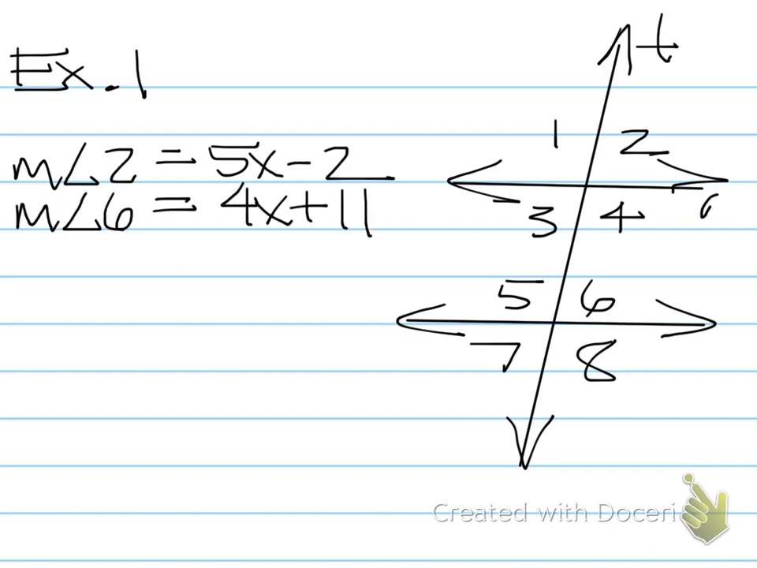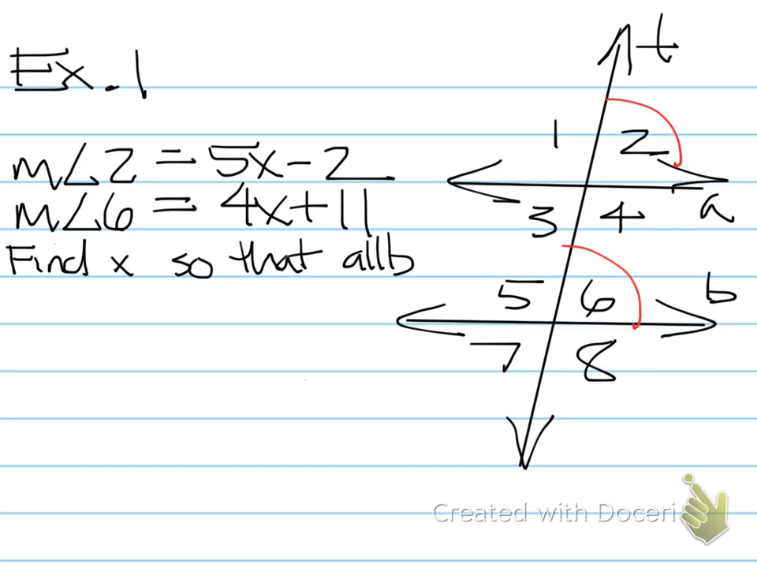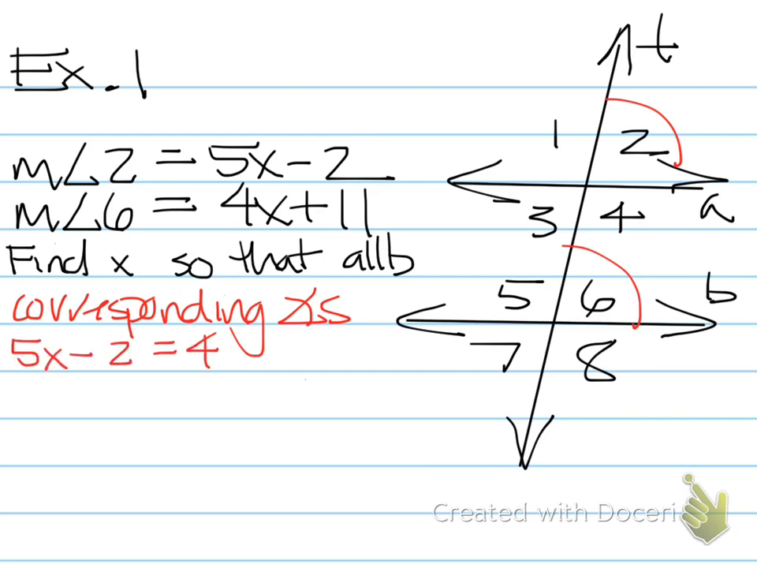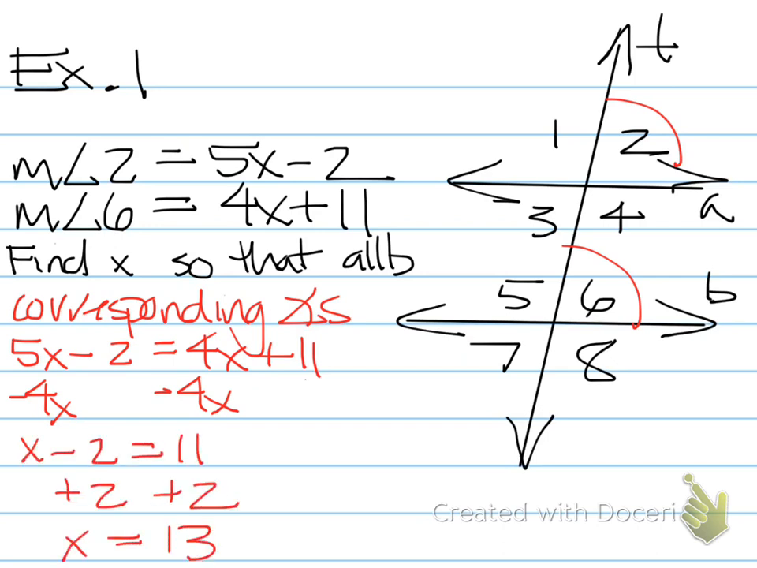So in this example, we're given expressions for the measures of angles 2 and 6. Angles 2 and 6 are corresponding angles. And we are trying to determine the value of x such that A is parallel to B. So if the corresponding angles are congruent, then A will be parallel to B. Therefore, we want to set those two expressions equal to each other. And then we'll solve for x by subtracting 4x from both sides, and then adding 2 to both sides, and we get x equals 13.